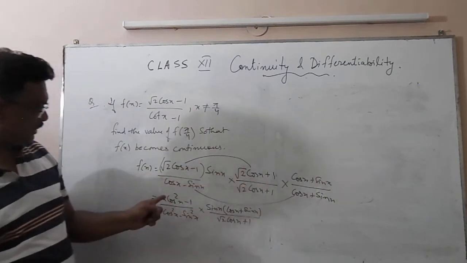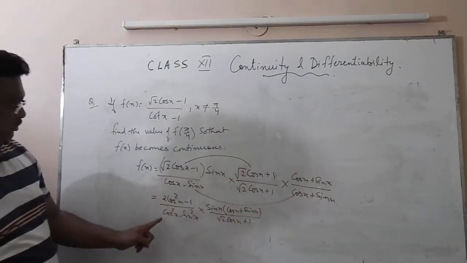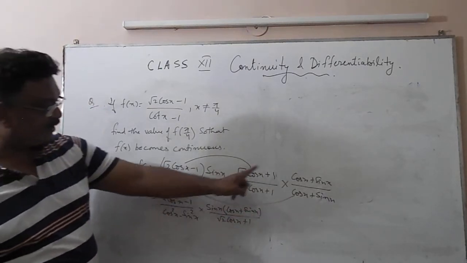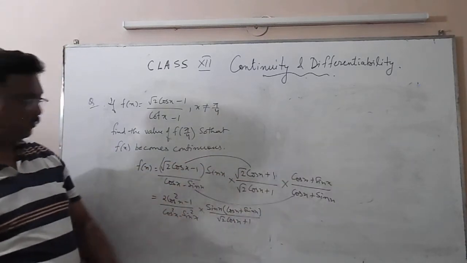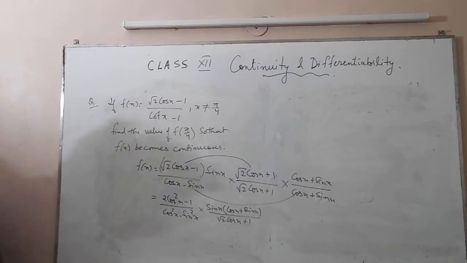These two clubs together to get 2 cos square x minus 1. These two are clubbed together to get cos square x minus 1. Sin x comes as it is. Then we are left with cos x plus sin x upon root 2 cos x plus 1. So in this question you have seen that we need to rationalize the numerator as well as the denominator.